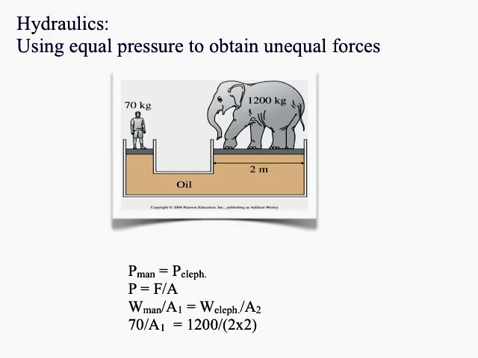Plugging in mass times g, but g cancels, so it's simply the ratio of the masses equal to the ratio of the areas. We can figure out the area of the platform that the man is standing on, if we assume that the elephant is standing on a 2 by 2 platform. The weights and the second area that the elephant is standing on are known. Therefore, we can calculate the area of the platform that the man would have to stand on to create an equilibrium situation, to create an equal pressure to what the elephant has.